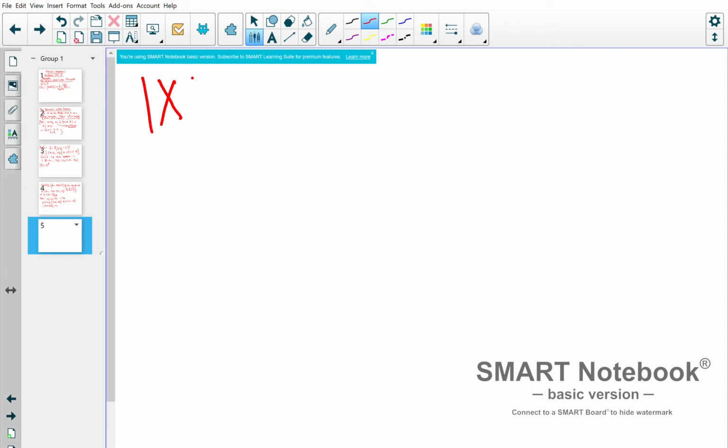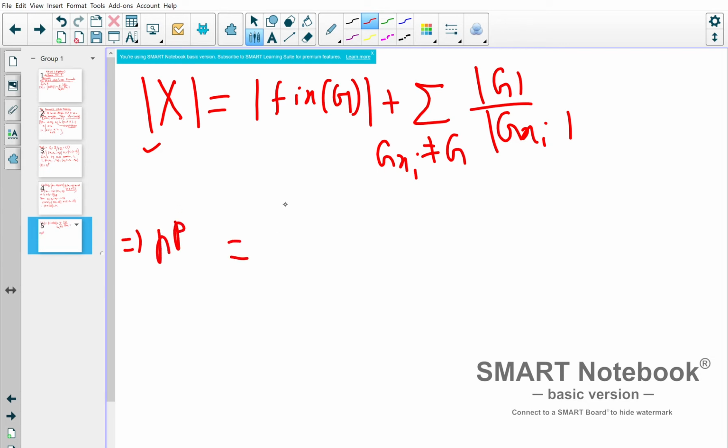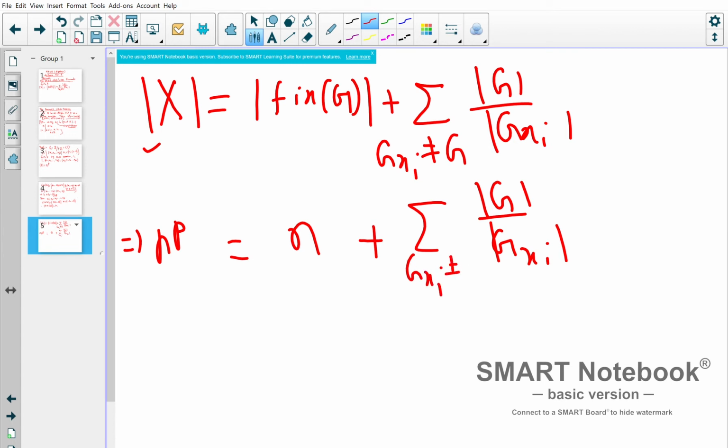That tells you that the cardinality of X equals the cardinality of the fixed points of G plus the sum over those G xi such that the stabilizer is not equal to the full group, right? Now this is already known, this is n power p, and this one also you know, this is n, and then this is a summation over the G xi not equal to G.